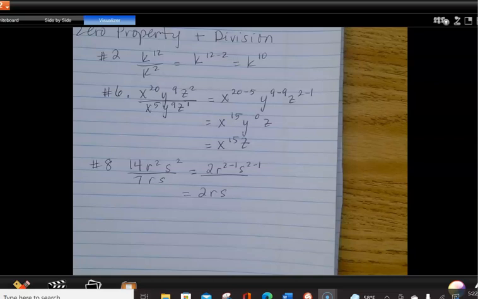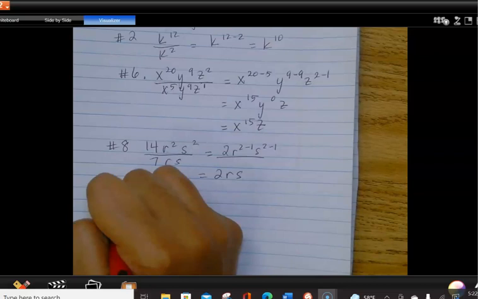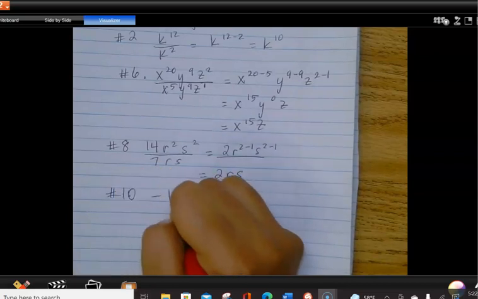All right, let's try. I guess I'll do number 10 just because it has those negatives. So I have negative 15.